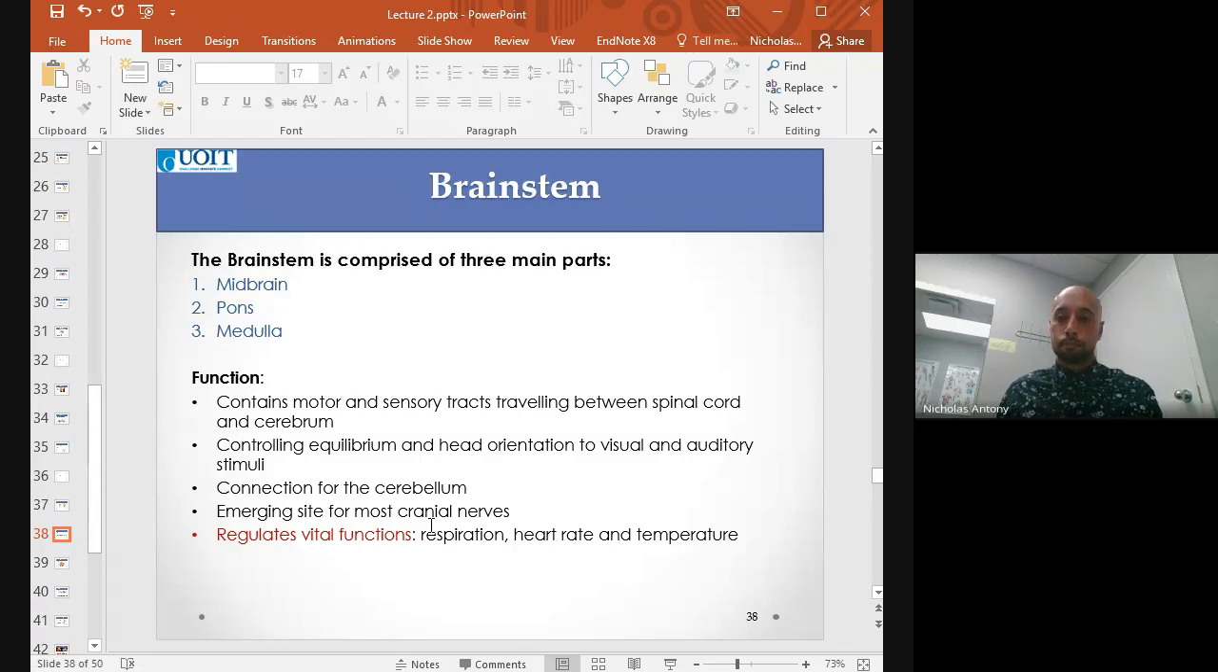Question, do we need to know the specific functions in each part of the brainstem or just the general function? For the purposes of the midterm, you would want to know the purpose of each. They're not very difficult, so we'll go through them individually now.